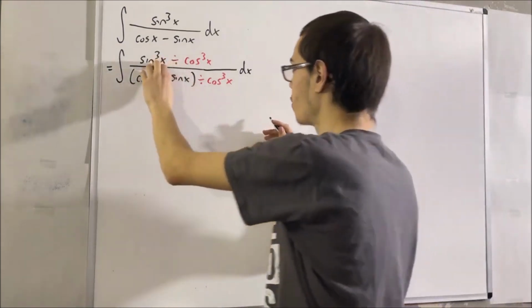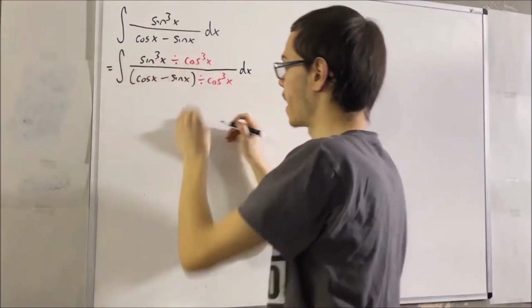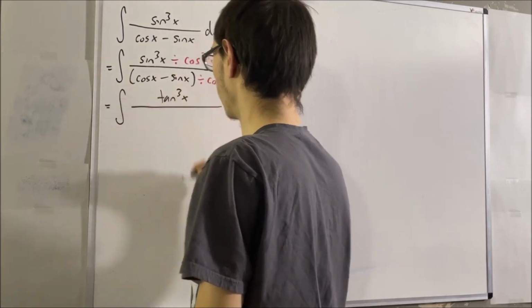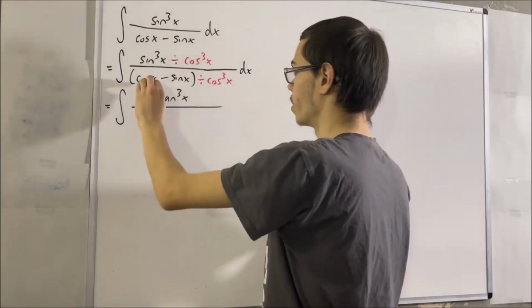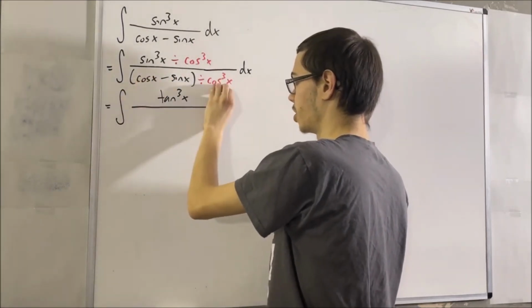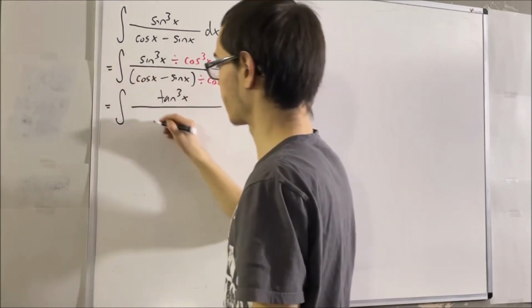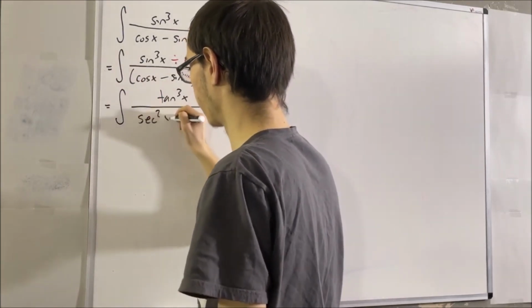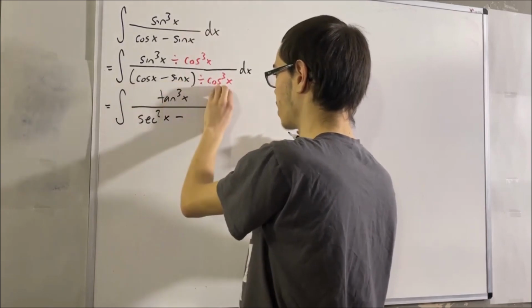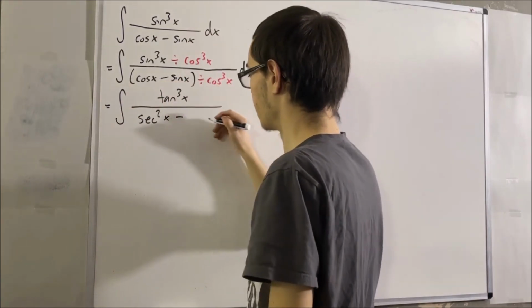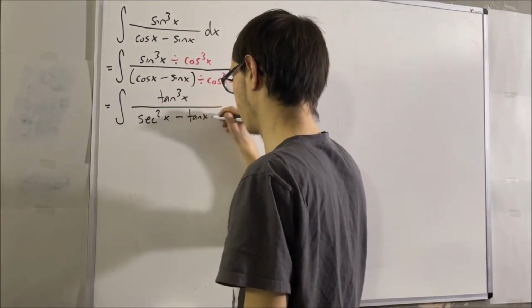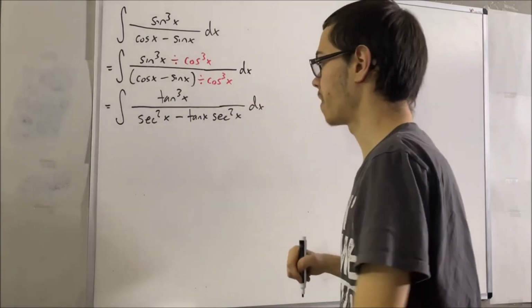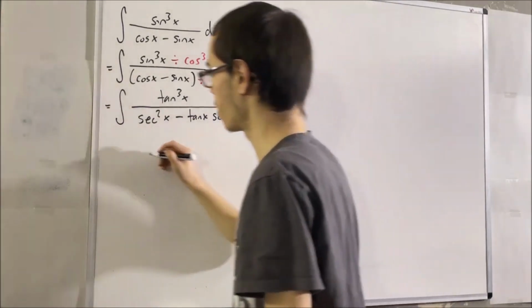When we do sine cubed over cosine cubed, that gives us tangent cubed of x. In the denominator, we're doing cosine x divided by cosine cubed of x, which gives us secant squared of x. And we're doing sine x over cosine cubed of x, which gives us tangent x secant squared of x. So next, I will factor out secant squared x from the denominator.